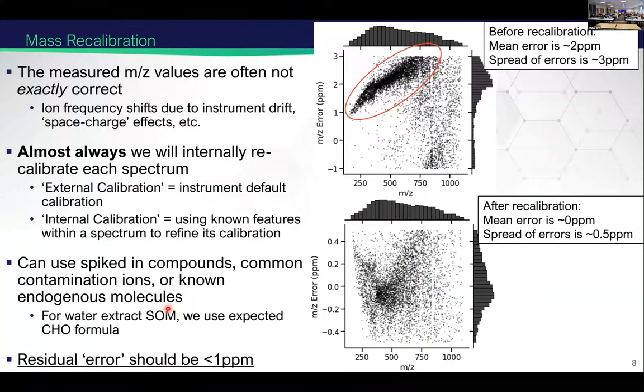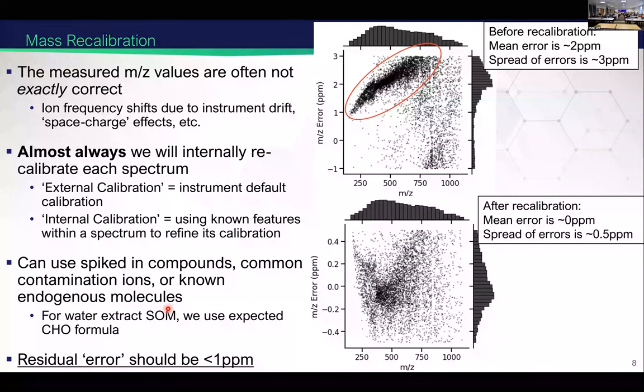So once we've done that, we've got our peaks out of our spectrum. We've got various properties associated with them, and as I've already said, we've got them in the mass domain. But the problem is the measured mass to charge value from that initial calibration is not exactly correct, because there's some source of uncertainty or error.